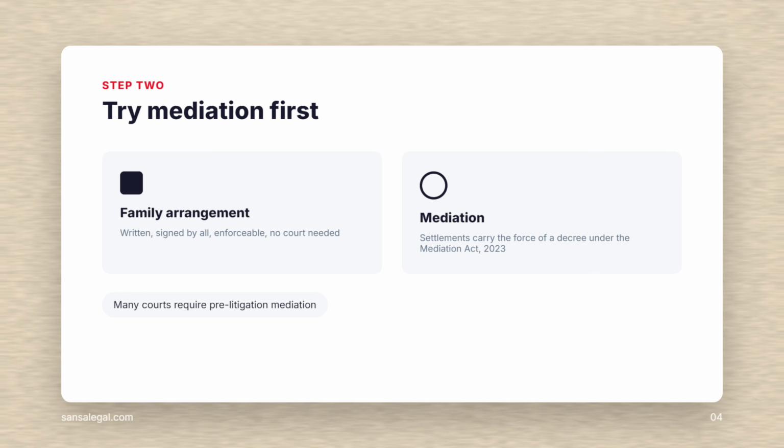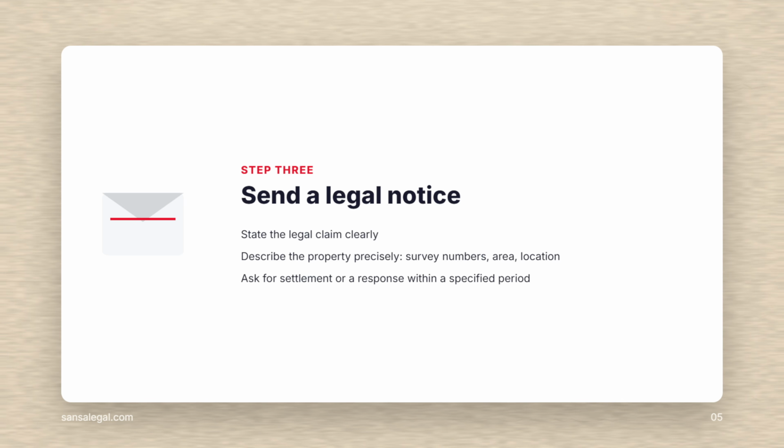Or bring in a professional mediator. Under the Mediation Act 2023, mediated settlements have the force of a court decree. Many courts now require mandatory pre-litigation mediation for civil disputes, and it can save years of litigation time and significant costs. If informal talks fail, send a formal legal notice.